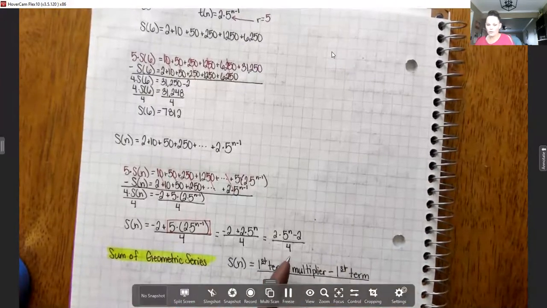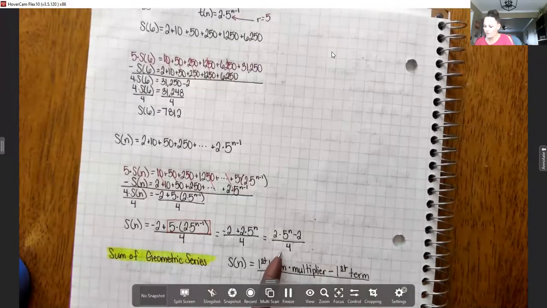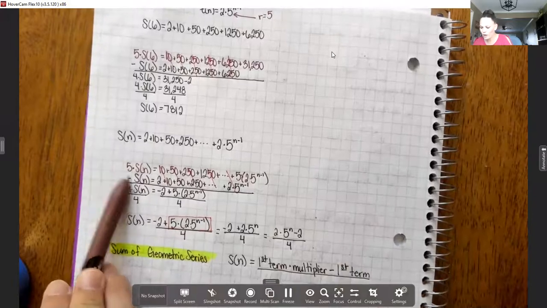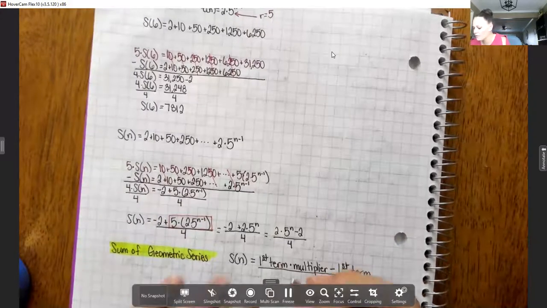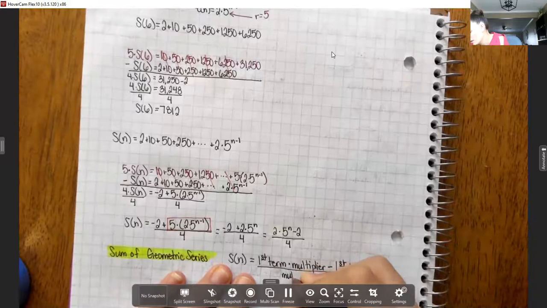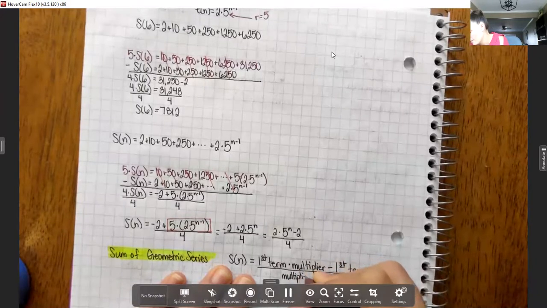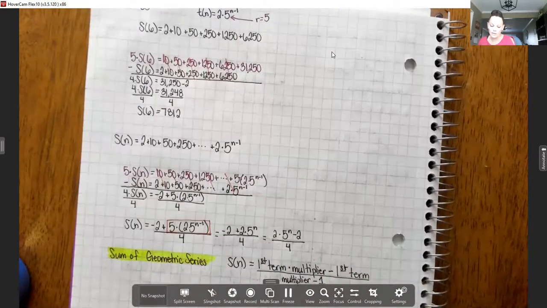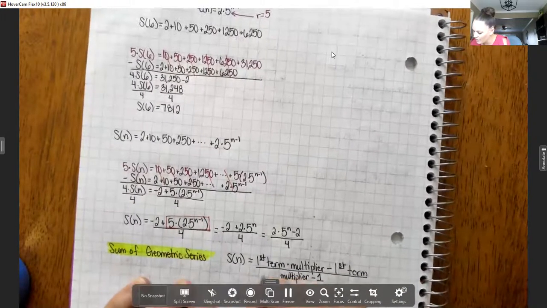And the 4 is a little bit tricky. Where the 4 came from was right here: 5 minus 1. Remember, our multiplier was 5. So that 4 is our multiplier minus 1, and it's always minus 1.